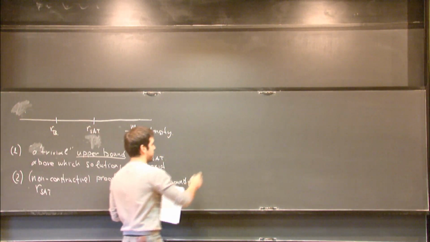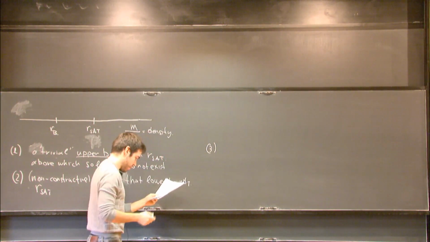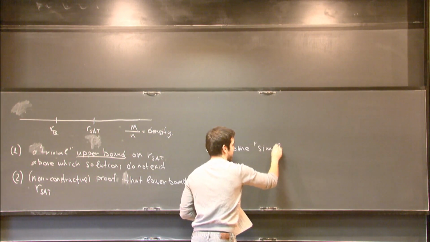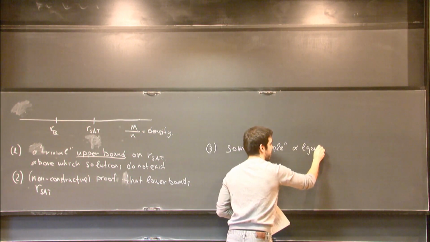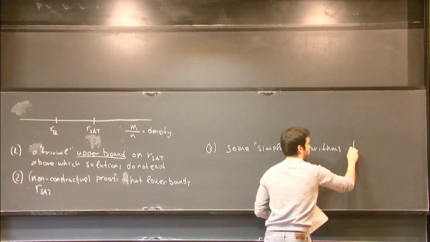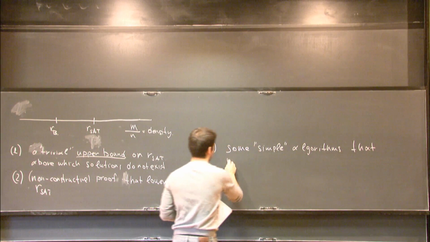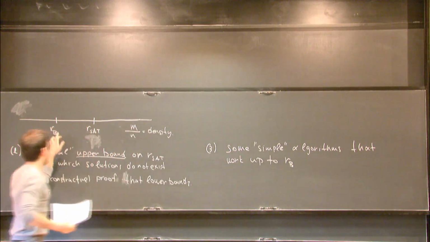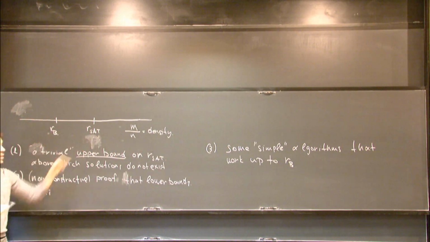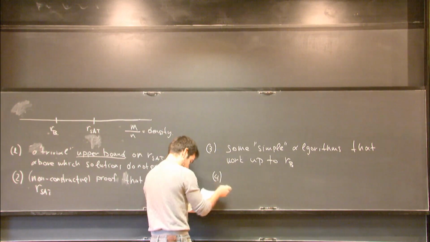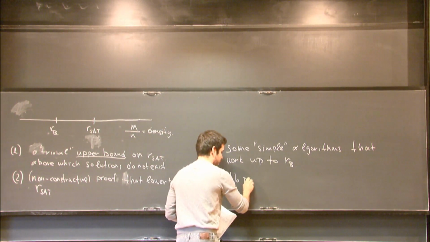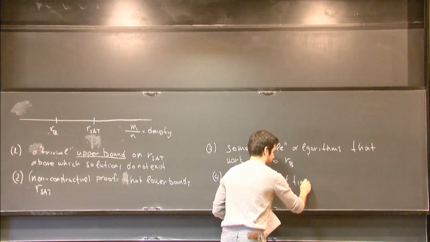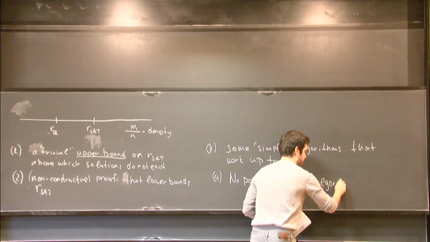And there are some typically simple algorithms that work up to densities that are much lower than the satisfiability threshold. Okay, and we don't know of polynomial time algorithms that work in between.